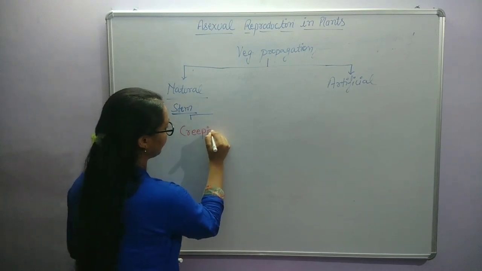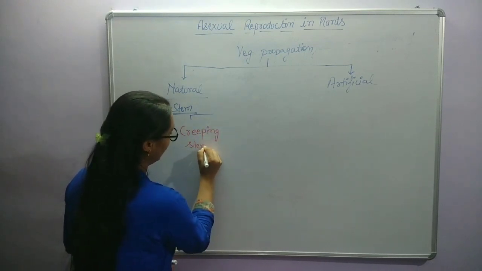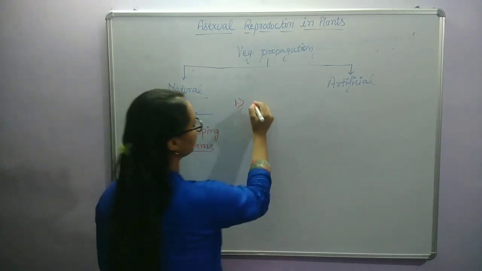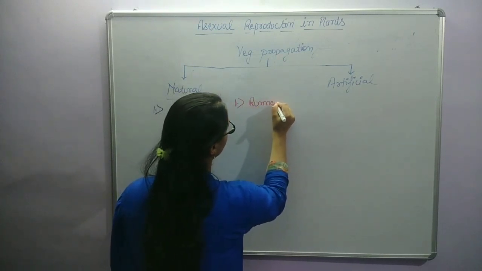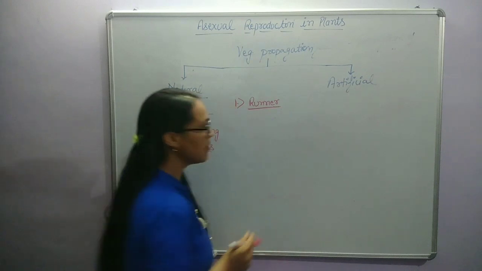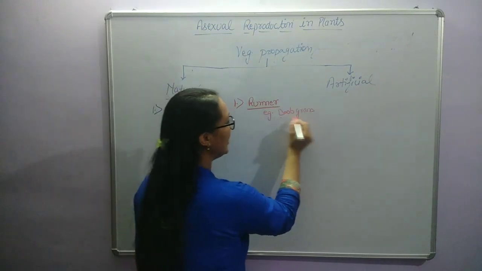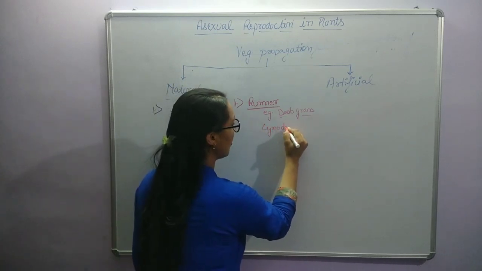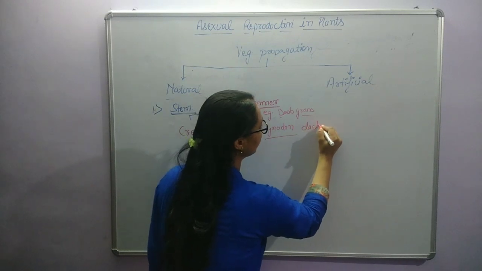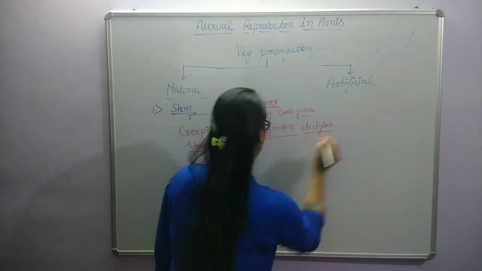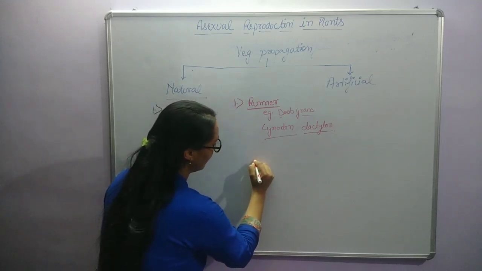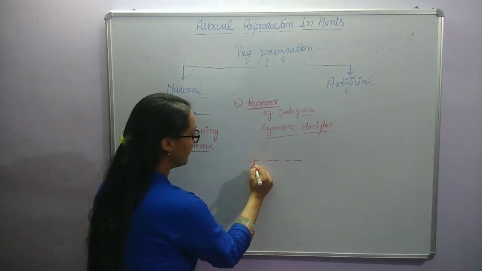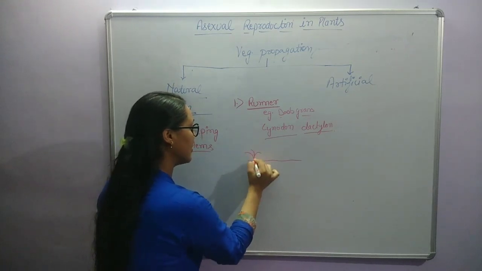Creeping stems. In creeping stems, the first that we will take is runners. For runners, an example is grass, which is highly common. You have seen it in grounds, etc. Its scientific name is Cynodon dactylon. In this, what happens? Suppose this is the ground level, this is one stem, one plant, these are the roots and these are the shoots.